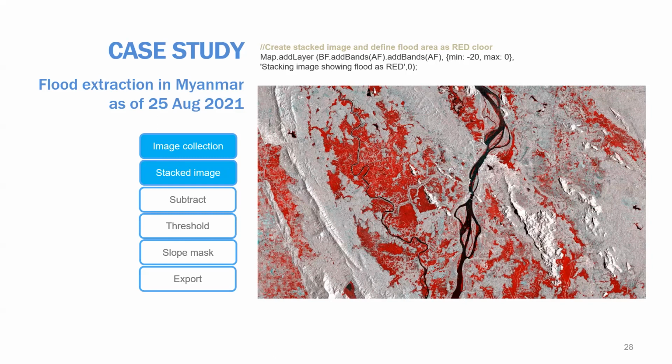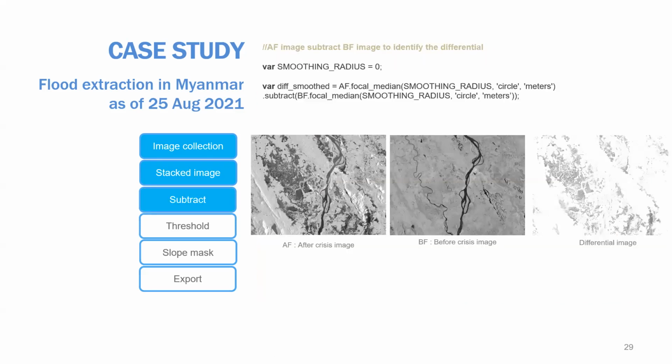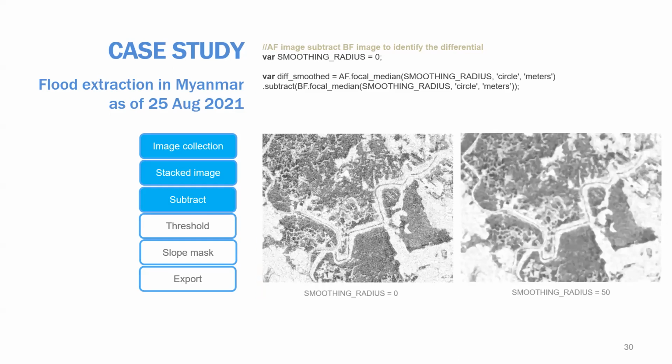analysis, or we just locate the damage zone. So after we notice the damage in the analysis, we will go to the subtract step, which means subtracting the before image from the after image. The result we get is a differential image, showing something different between the two images. And then we process some thresholding to extract the flood. But before we go into thresholding, we do some smoothing to reduce the noise.